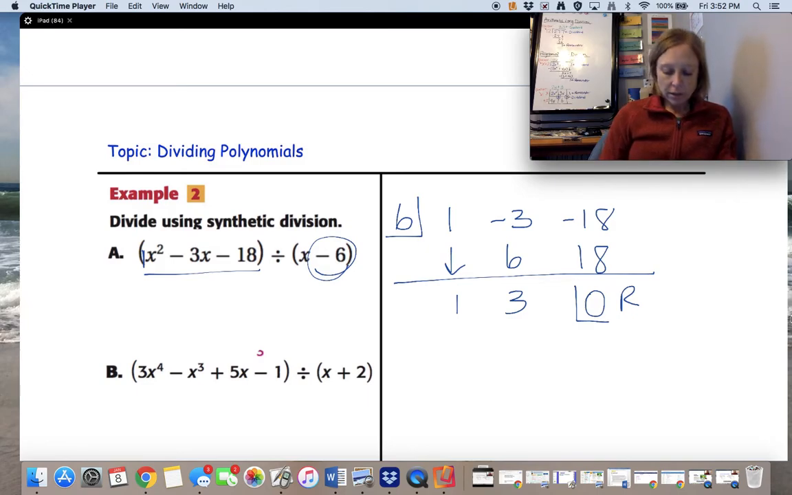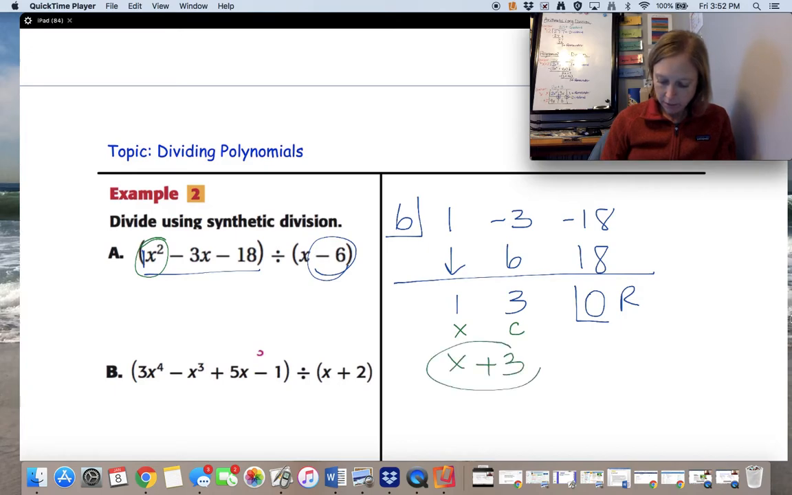My solution is always 1 degree less than my original dividend, or you can always know that the first term is going to be constant, the next term is going to be x. So to write my answer, I would write 1x, or I can just write x plus 3. That's the solution.